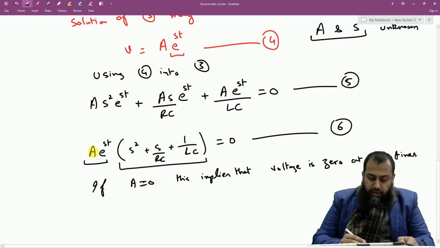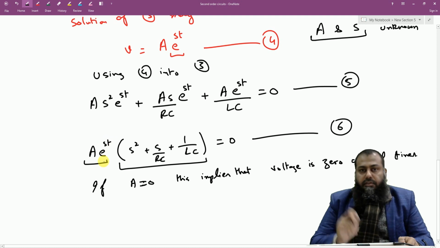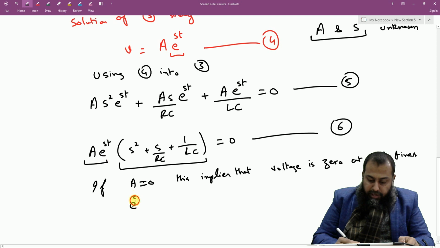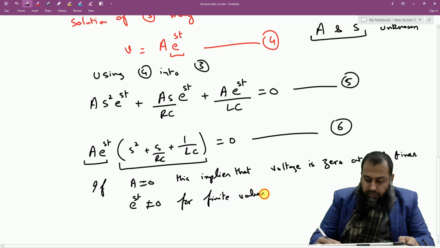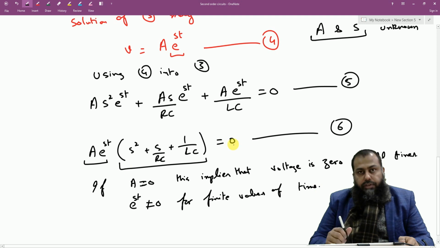So this is gone. The second thing is that e raised to the power st, as time approaches infinity, becomes equal to 0. But prior to that, for finite values of time, e raised to the power st is also not equal to 0. Then how does this particular equation become equal to 0?